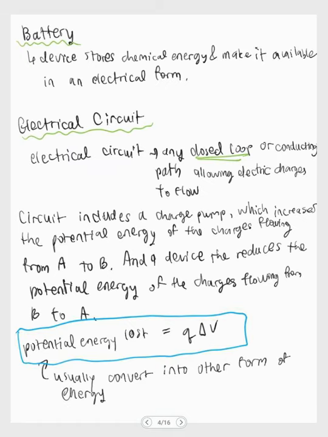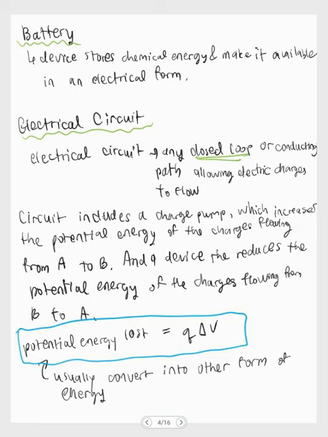The battery is a device that stores chemical energy and makes it available in an electrical form. An electrical circuit means any closed loop or conducting path that allows electric charge to flow. The circuit includes a charge pump, which increases the potential energy of the charge flowing from A to B, and a device that reduces the potential energy of the charge flowing from B to A. The formula for the potential energy loss is equal to Q times delta V, and the potential energy loss is usually converted into another form of energy.